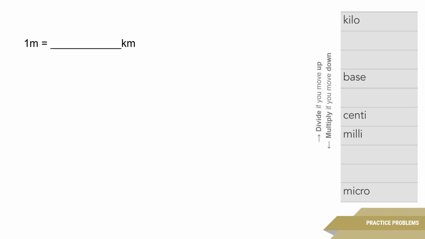So here's our next example. We have 1 m. M is meter, which is a base unit. So we're starting at the base, and we have to go to km, kilometer. So I have to go all the way up to kilo. So I have to go up 1, 2, 3 spots. It didn't look very good, but I'm moving up 3. So I moved up 3.